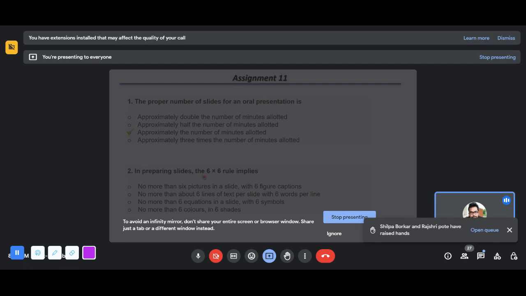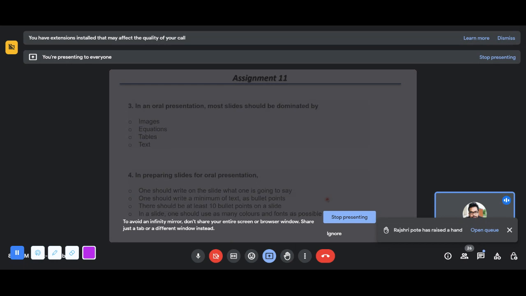In preparing slides for presentation, the 6 by 6 rule implies no more than 6 pictures in a slide, with 6 figures, is not correct. No more than about 6 lines of text per slide and 6 words per line, so this is correct. No more than 6 equations and no more than 6 colors and 6 heads. So the second one is correct, right? No more than about 6 lines per slide and 6 words per line. So this is the general rule.